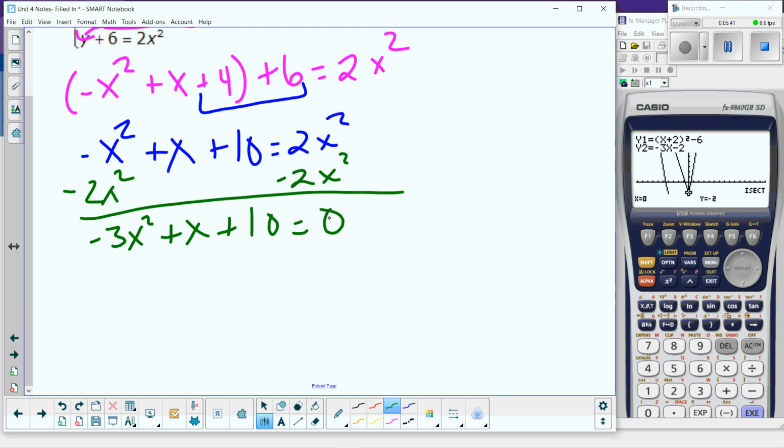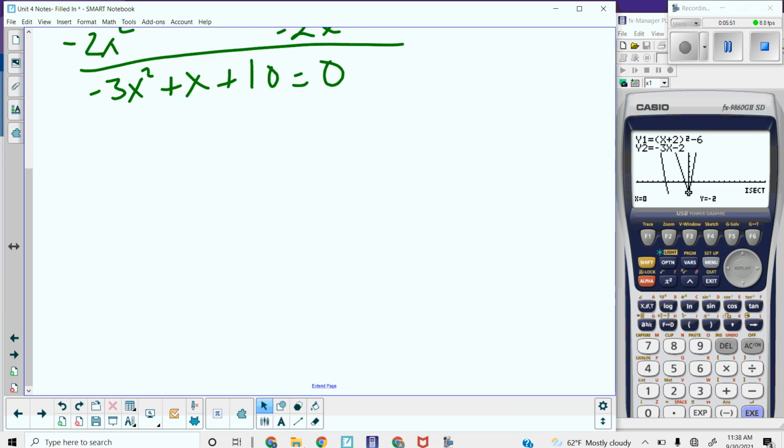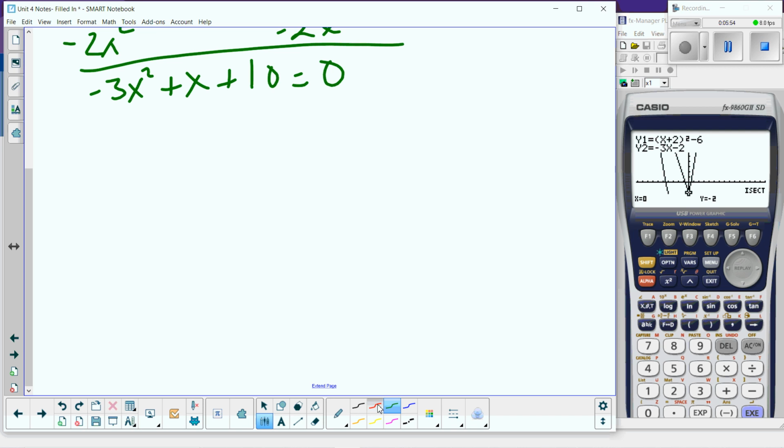Now, there's a couple different ways we can go about solving this. We can factor, we can use the quadratic formula. However, before I do any of that, I do not want my leading coefficient, that negative 3, to be negative. So I'm actually going to divide everything by a negative 1. And when I do that, then everything just becomes an opposite sign. And 0 is still 0.